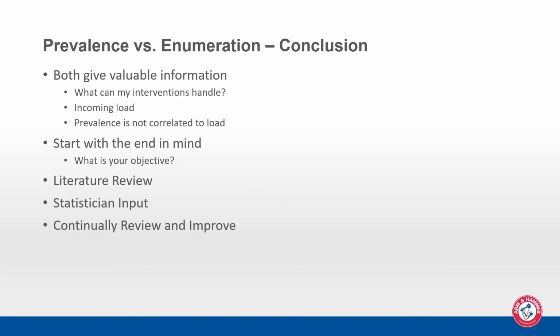So if we talk about prevalence versus enumeration, the conclusion is both of them give valuable information. Some things to understand is, what can my interventions handle? Is it a systems type approach? Understanding my incoming load, that goes more toward enumeration. And also, one thing to keep in mind is prevalence is not correlated to load, right? So just because you have a high prevalence doesn't mean you have a high load, or vice versa. If you have a low prevalence, you don't have a low load. So prevalence is not necessarily correlated to load.